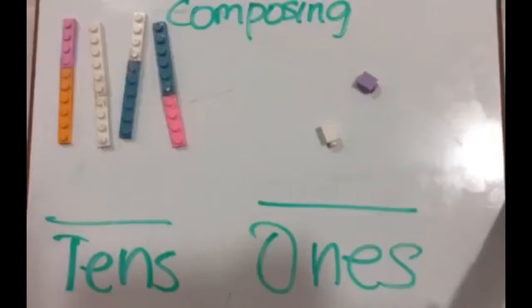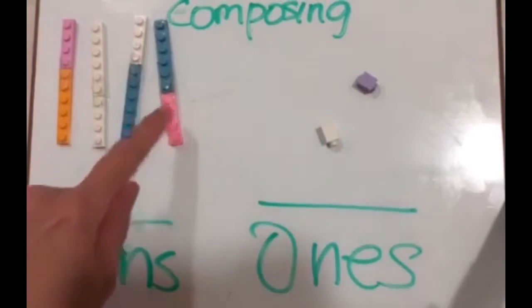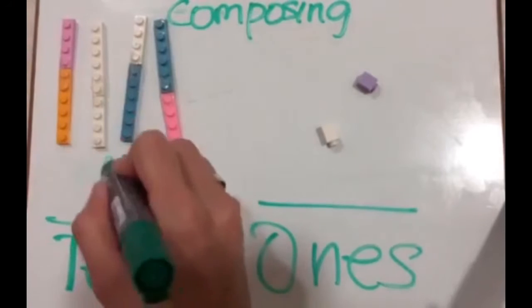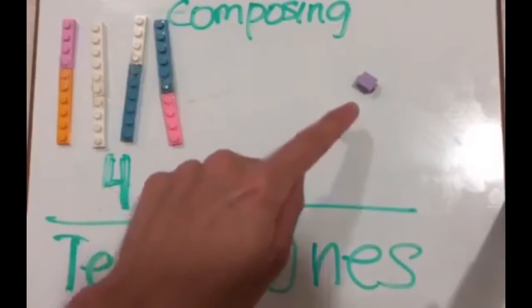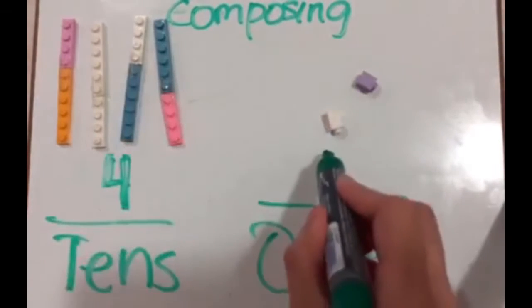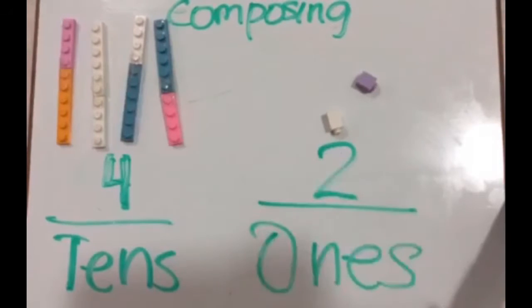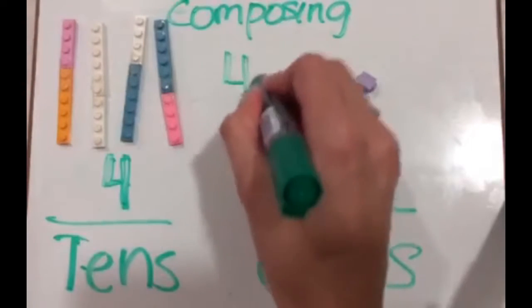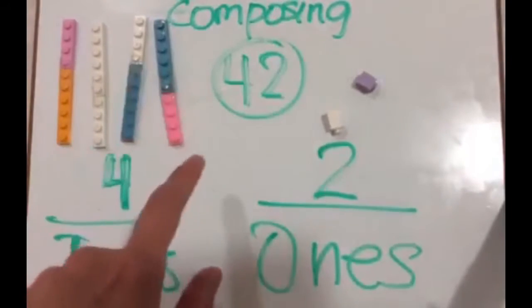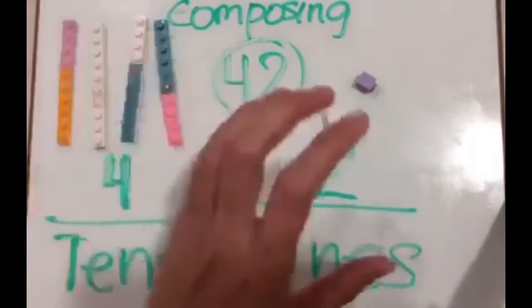For our second example, I can look here and see that we have 1 group, 2 groups, 3 groups, 4 groups of tens. So I just need to write 4 in tens. And here in ones we have 1 and 2. So we have 2 in ones. And I can see that 4 tens and 2 ones is 42. So 42 is made of 4 groups of tens and 2 ones.